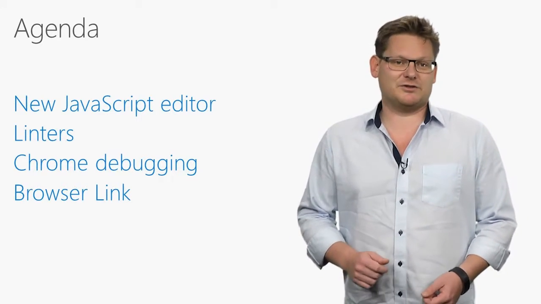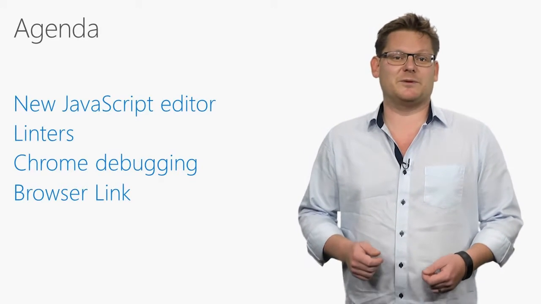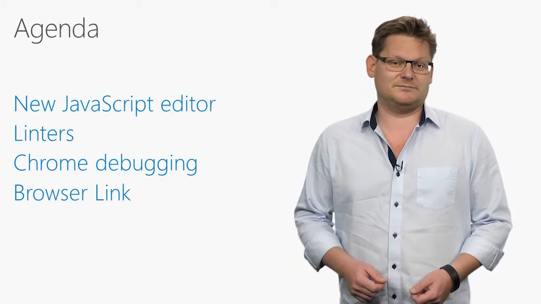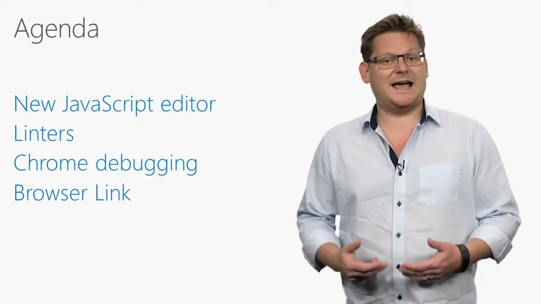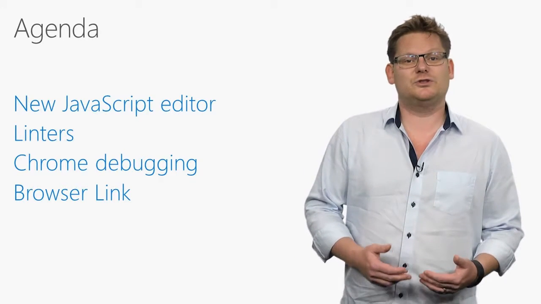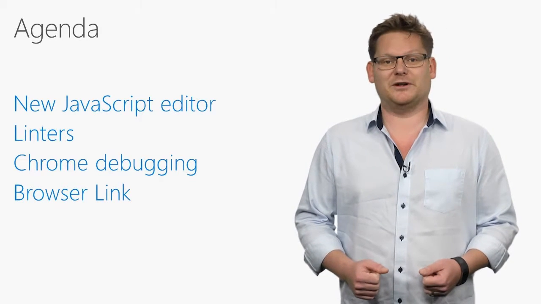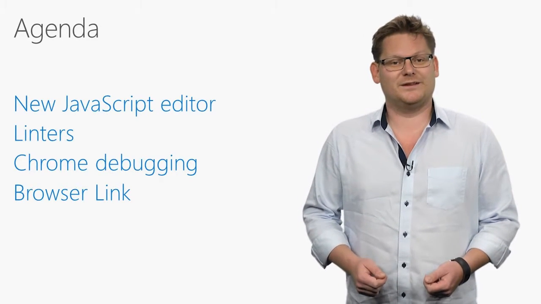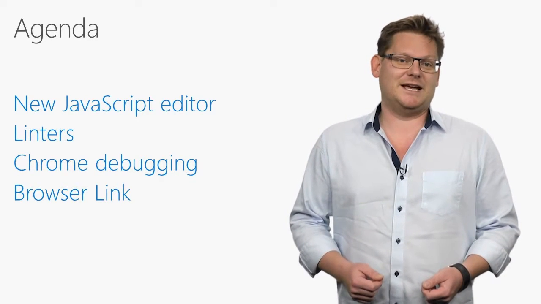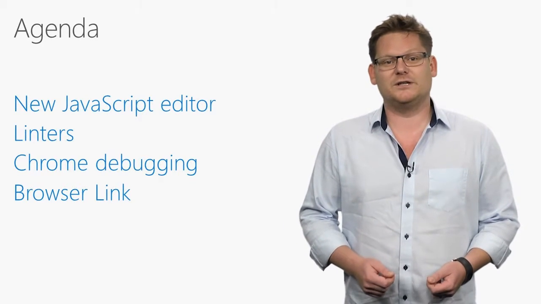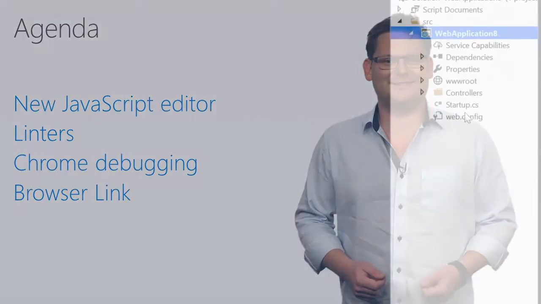The brand new JavaScript editor supports all the latest ECMAScript standards and comes with a bunch of new productivity features. Linters help us catch errors in JavaScript, TypeScript, and CSS code, and the Visual Studio debugger now supports both server and client-side code debugging directly in Google Chrome. Updates to BrowserLink make all these new capabilities an integral part of our workflow to make us more productive than ever before. Let's dig in.